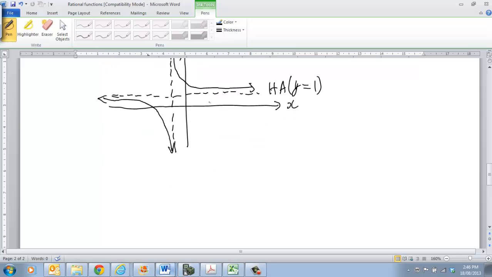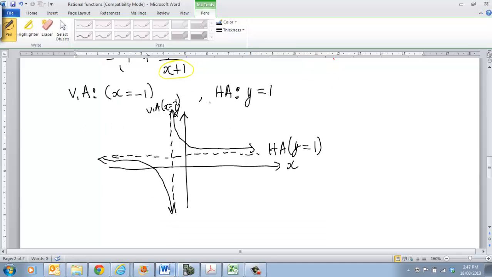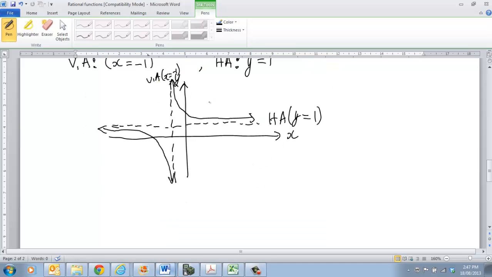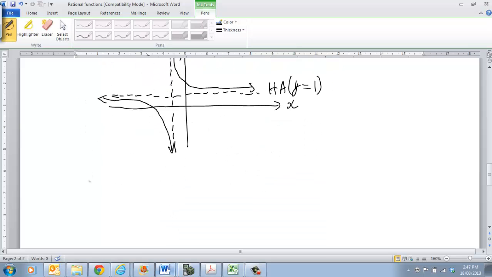What I want to do, though, is just discuss what happens as it gets close to these horizontal and vertical asymptotes. So as x goes to negative 1 from the right, as x goes to negative 1 from the left hand side.